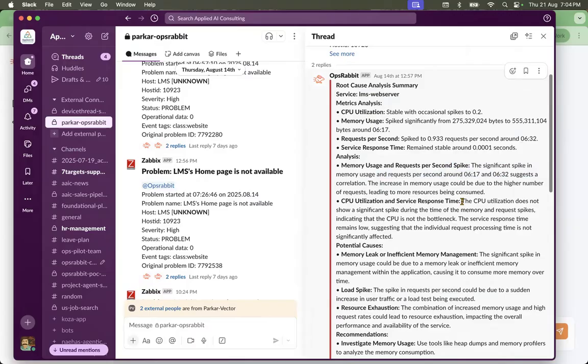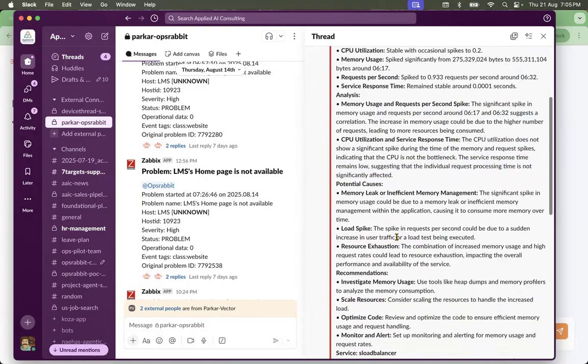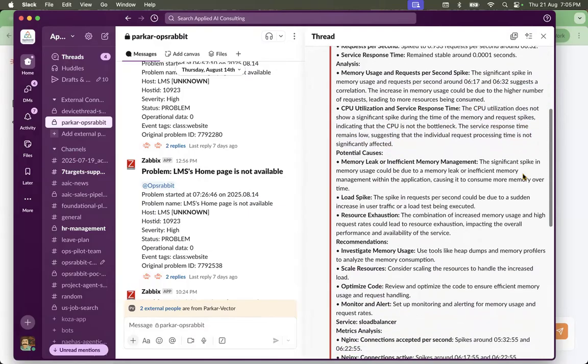The CPU utilization, it says the CPU utilization does not show a spike when the memory is spiked, indicating that CPU is not a bottleneck. So not only does it tell you why it is thinking in this particular direction, it's also eliminating some of the general causes. And the service response time remains low, suggesting that the individual request processing time is not really impacted.